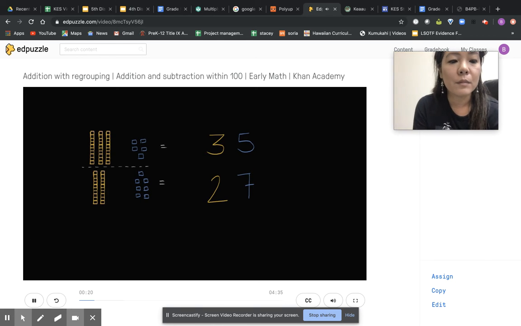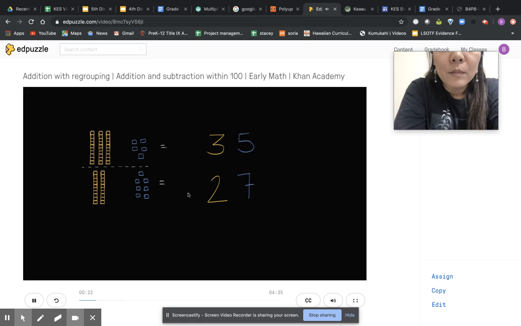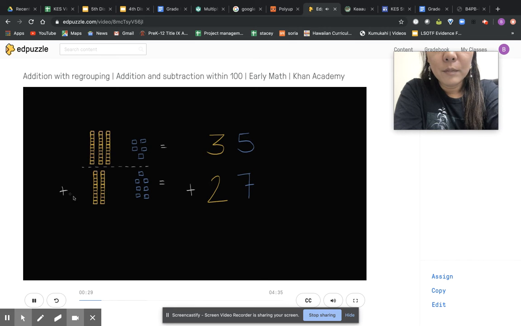Now what I want to do is add these two numbers together. I want to add 35 plus 27. Or another way of thinking about it, I want to add all of these blocks together.